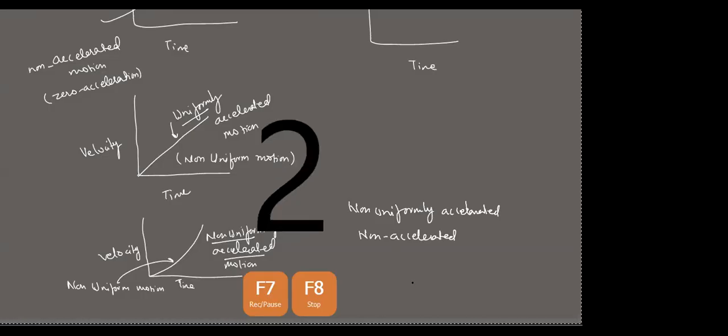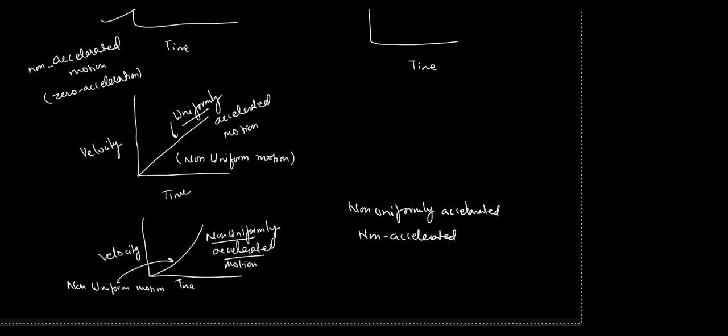No one is there. So let me explain to you. If I'm saying non-uniformly accelerated motion, it means that the motion is accelerated, but it is not uniformly accelerated. It means the speed is changing, but the change in the speed is not constant.